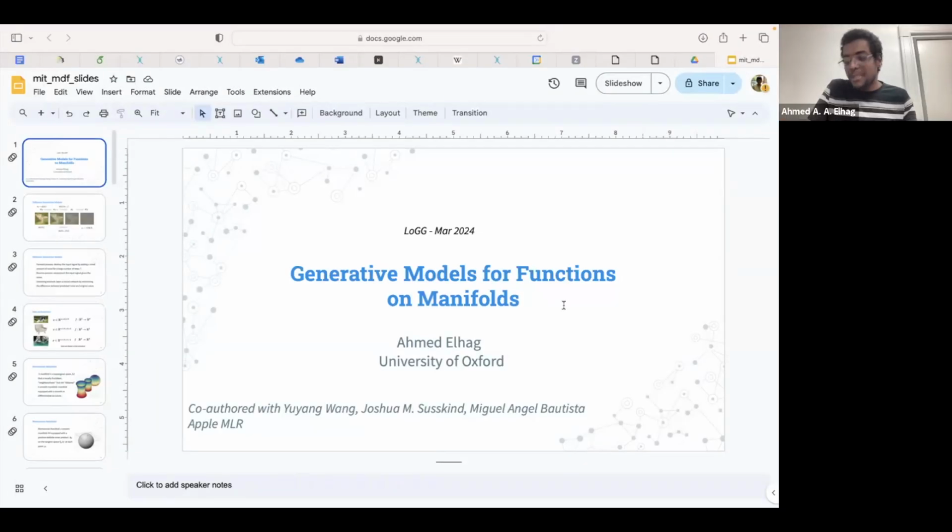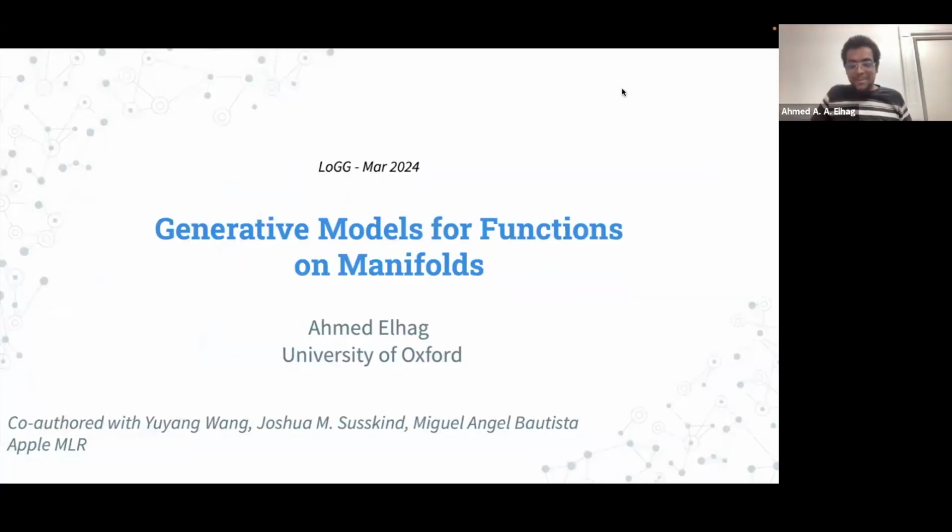Okay, so my name is Ahmed Elhag. I did the African Masters of Machine Intelligence, and I moved to Oxford recently to start my PhD with Michael Bernstein. This work on generative models for functions on manifolds has been done through a recent internship at the machine learning research team, with Yu Yang, Josh, and Miguel. I think we can start maybe. Yeah, I just want to thank you also for the invitation. It's a great pleasure to be here.